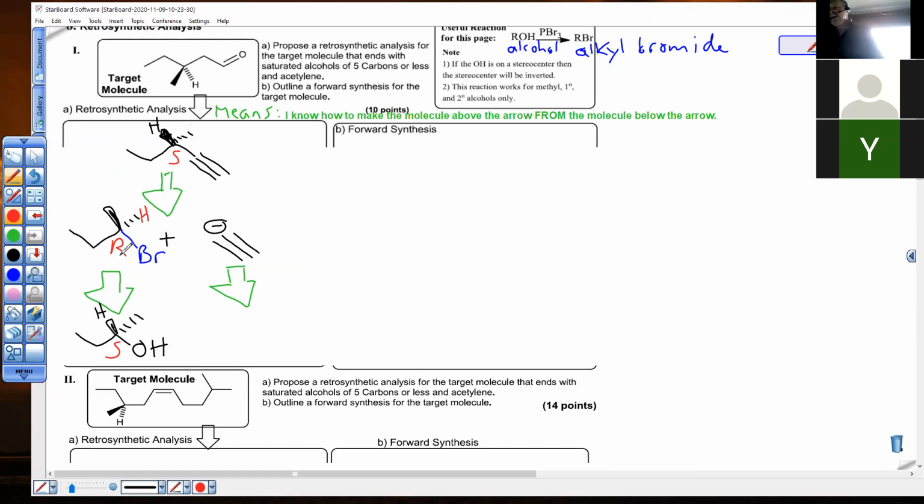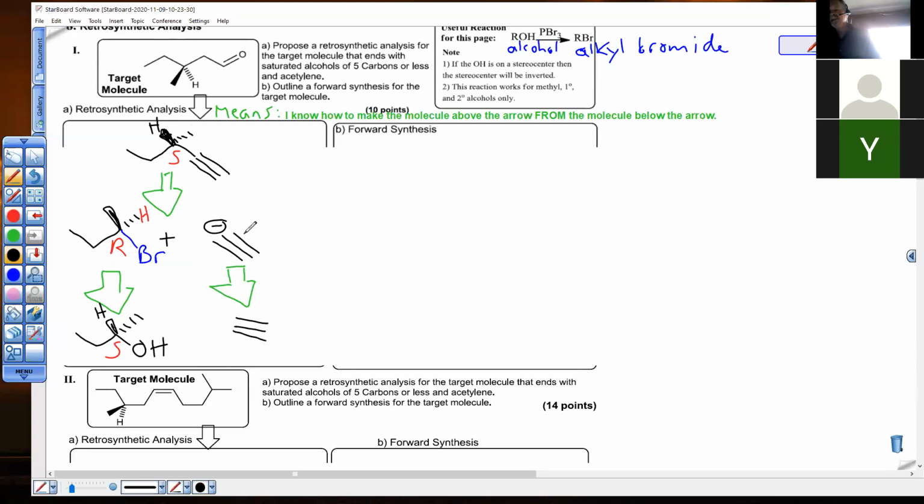And then R became S when we did the reaction here after we learned that this backside attack involved a stereochemical inversion. A lot of words. A lot of fancy stuff. It's going to take a lot of practice. And where does this molecule come from?